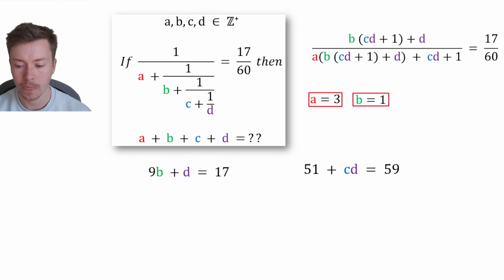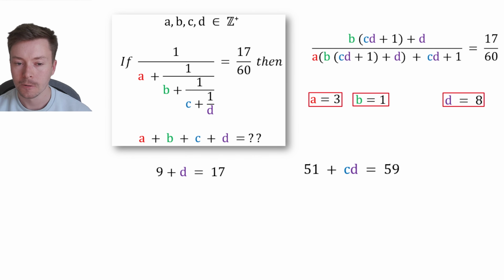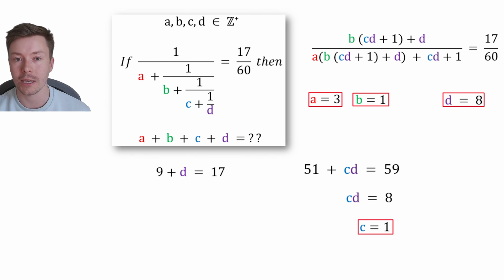Tidy that up again and substitute it in. 9 times 1 plus d is 17. 9 plus d must be 17. And so we get that d must be 8. We're pretty much there now. Tidy that up. Now we're going to go back to something from earlier. That's that CD is equal to 8. And if D is equal to 8, then of course C must be 1. Tidy that up, and we've got all of our numbers now.